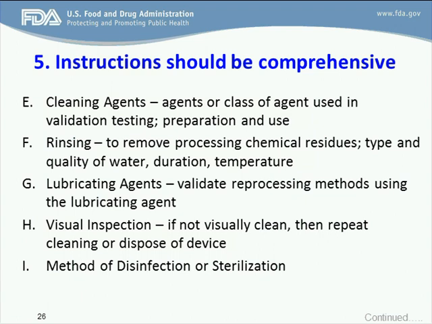Validation of reprocessing methods, including disinfection and sterilization, should include the lubricating agent. After cleaning, the labeling should instruct the user to visually inspect the device for cleanliness, and if the device is not visually clean, the instructions should advise the user to repeat the cleaning process or to dispose of the device. The labeling should include instructions for drying the device after processing and before storage.